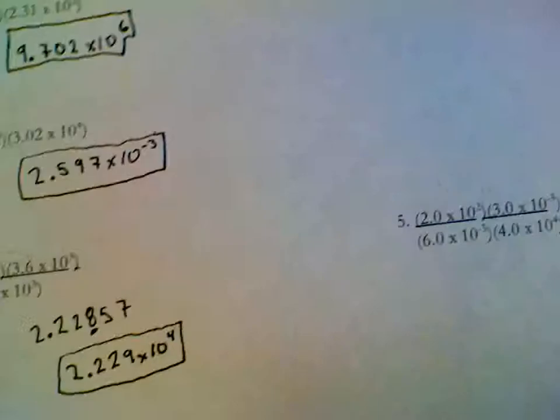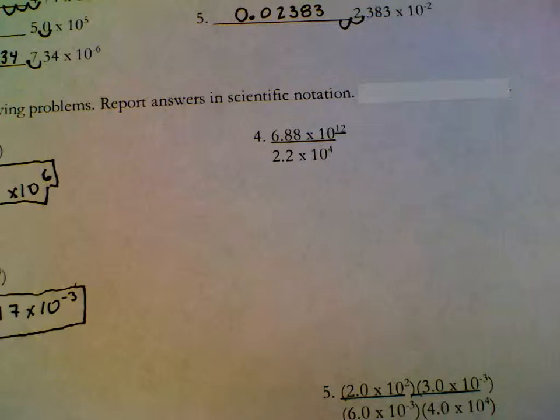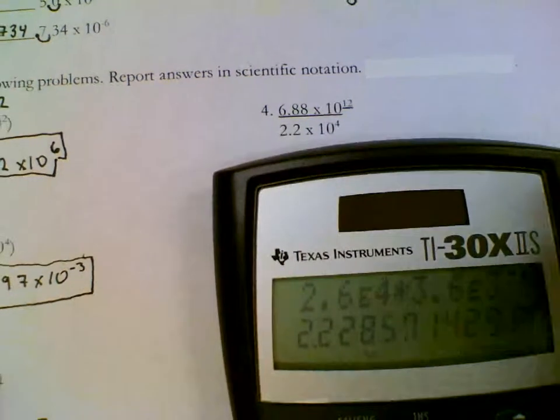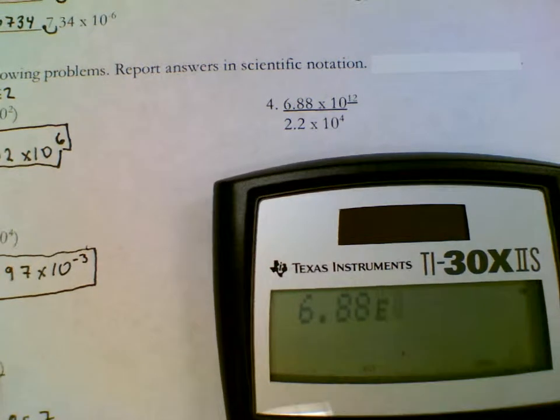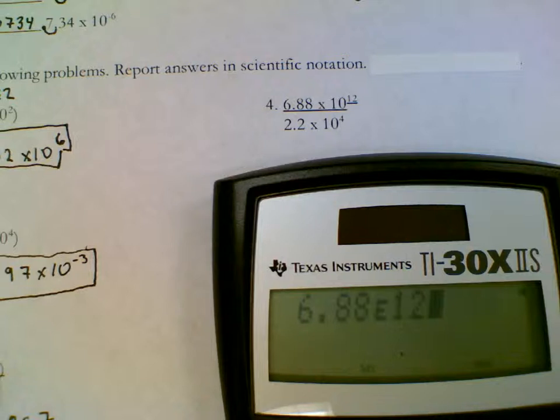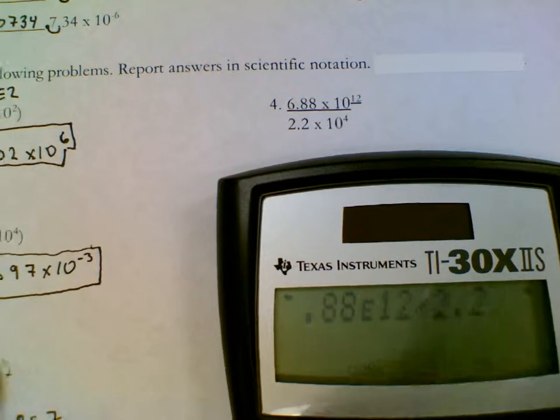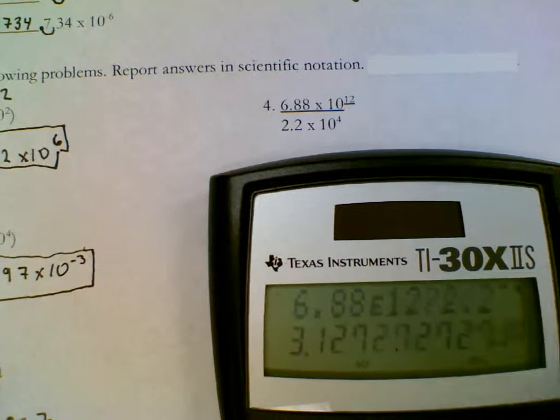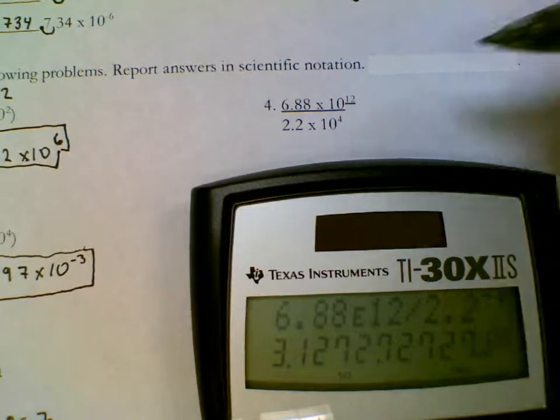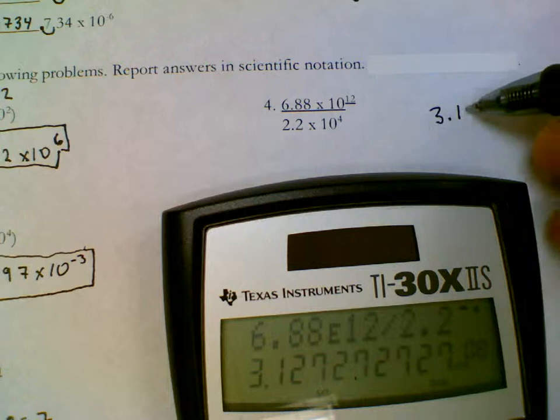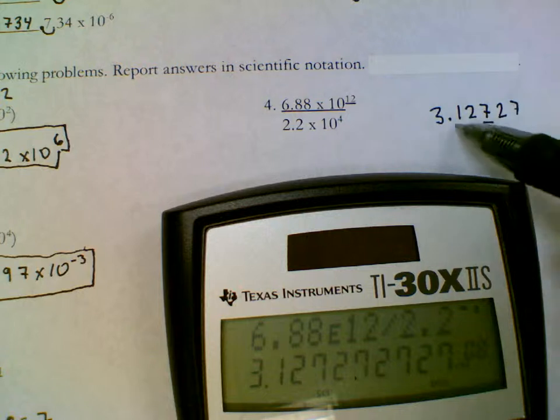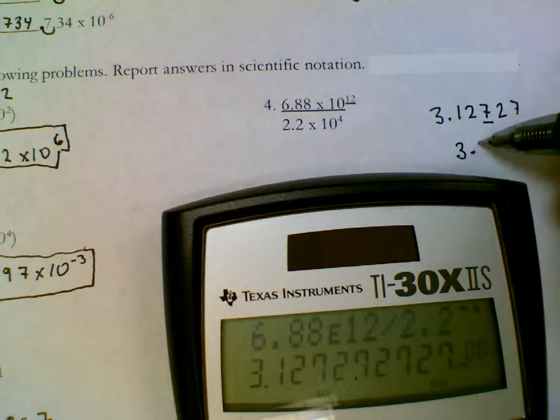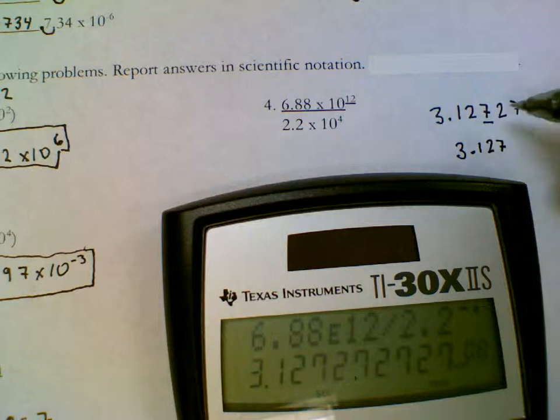Moving to the other side of the sheet, here we have some more division. Type in the coefficient, 6.88, second key, e to the 12, divide by 2.2, second key, e to the 4th. 3.1727, keeping 3 spots past the decimal, 3.127 times 10 to the 8th.